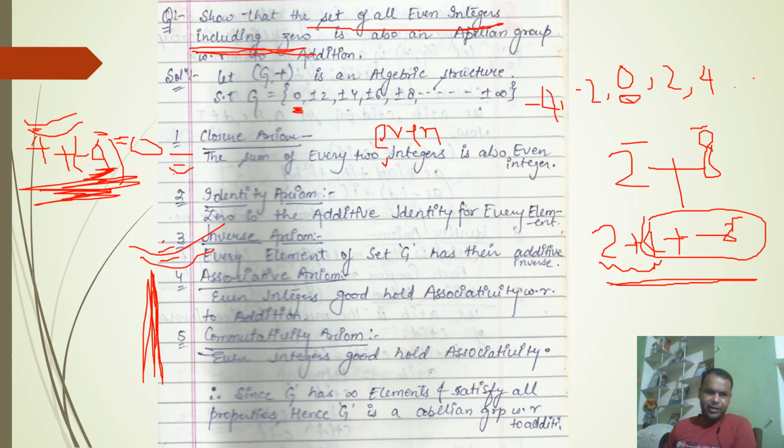Similarly, we can write that the set of even integers holds commutativity. So directly we can write that the set of even integers including 0 will be an additive abelian group.